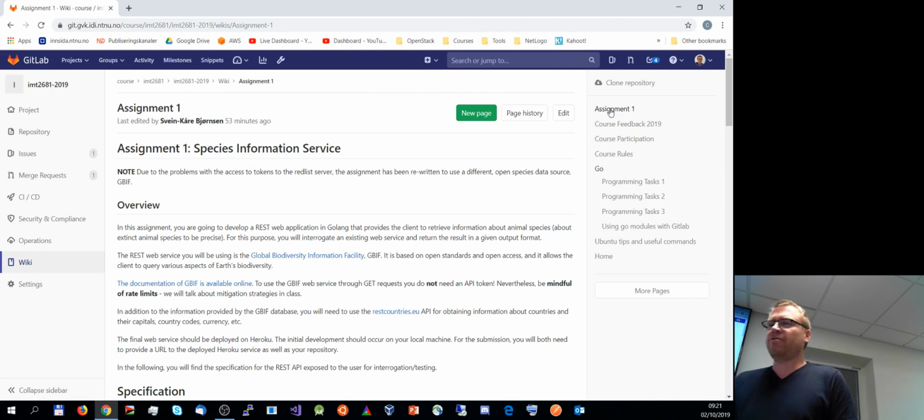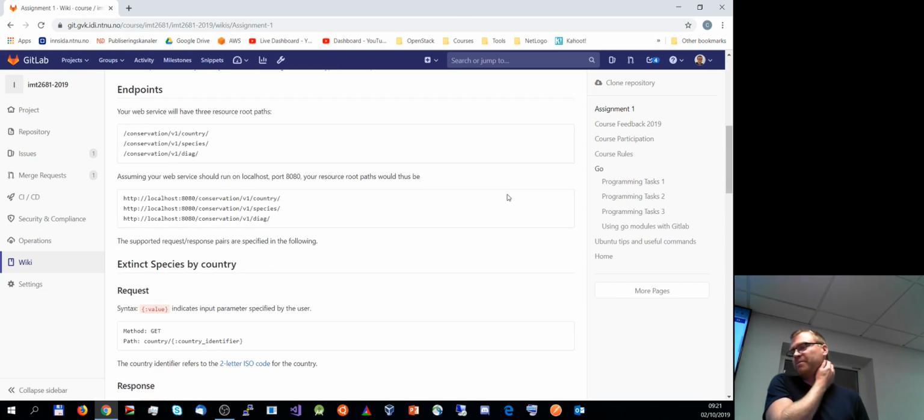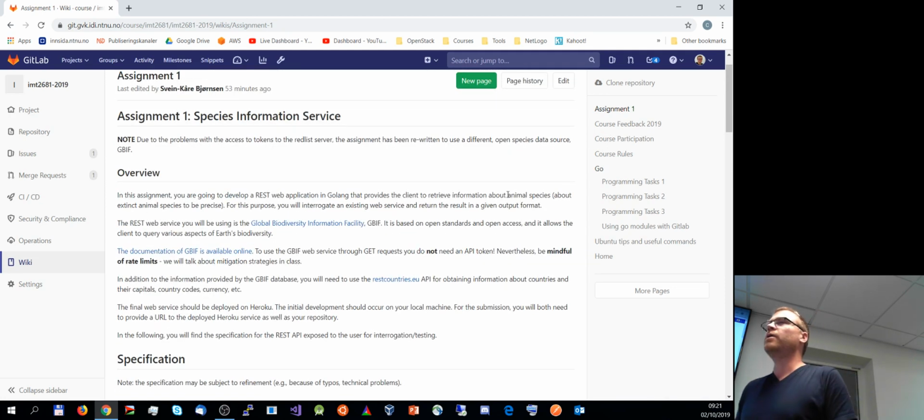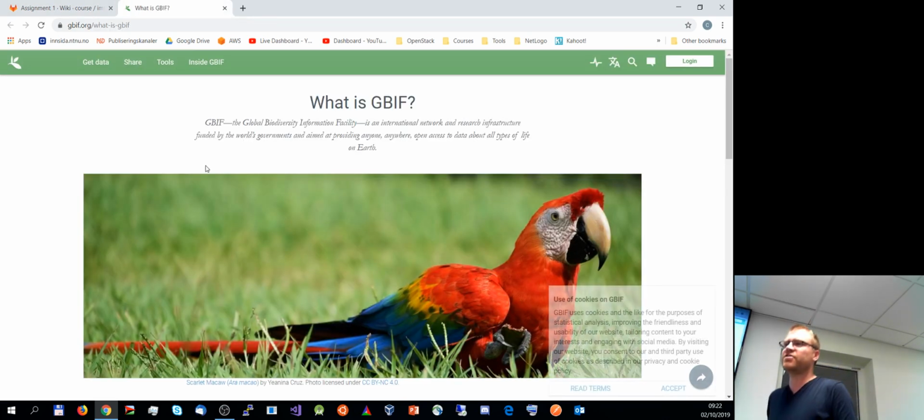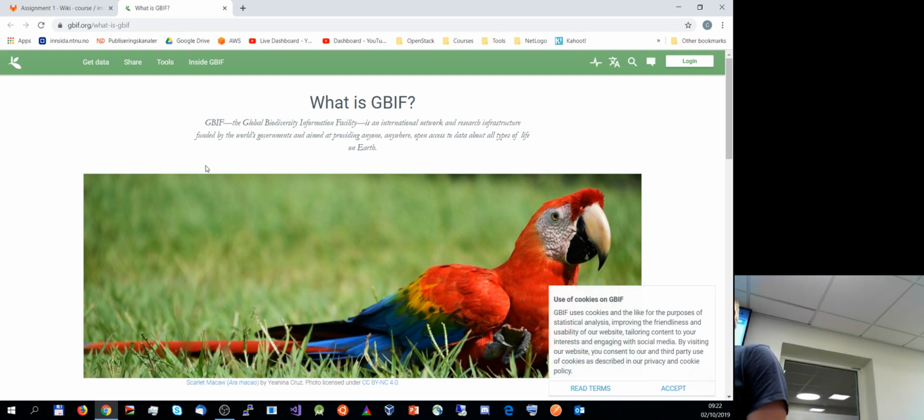So the idea is, as before, to make some information about endangered species available using your web services by country, by species, and have some sort of diagnosis endpoint that you want to set up. And you are supposed to use two external web services. That is one, the countries API, restcountries.eu, that we looked at when we talked about REST initially. It's relatively straightforward. And the second one is the Global Biodiversity Information Facility, GBIF. Always reminded of Giphy every time I read this. But what is that doing? Well, it's basically an international network and research infrastructure to provide open access to data about life on Earth. So it's pretty good. And we're going to use that for you to actually create your first service.